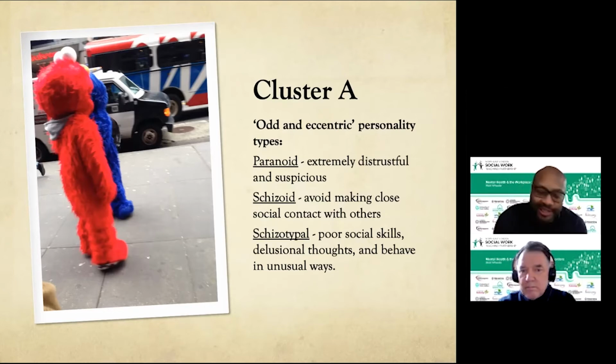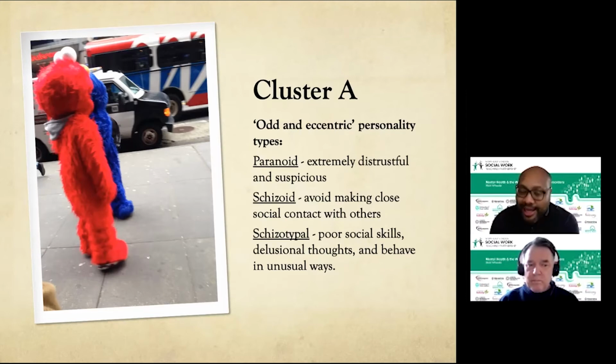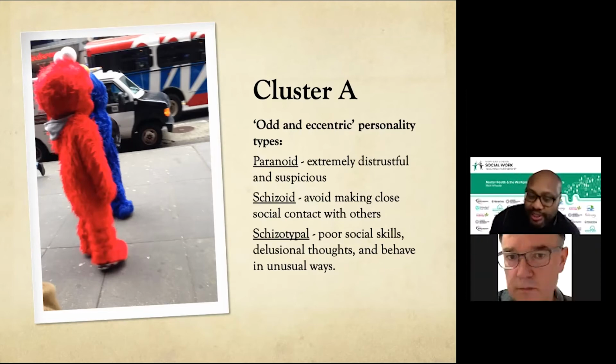I'm not going to go into a deep dive into what each of these are. I'll just go over them briefly. Paranoid, I think most people have an understanding of what that means: extremely distrustful or suspicious. Schizoid, avoid making close social contact, and schizotypal, poor social skills, delusional thoughts, and behave in unusual ways. The schizoid and the schizotypal sometimes get confused. People are like, what's that?